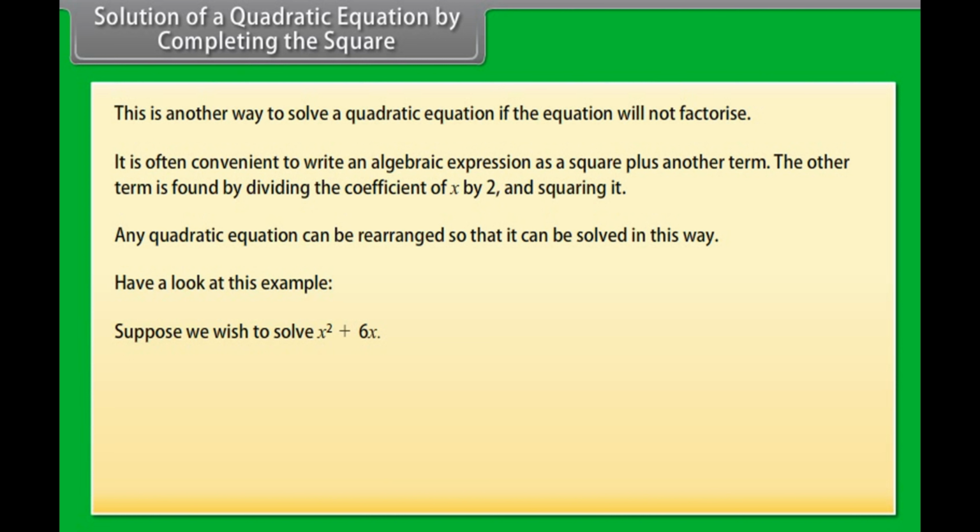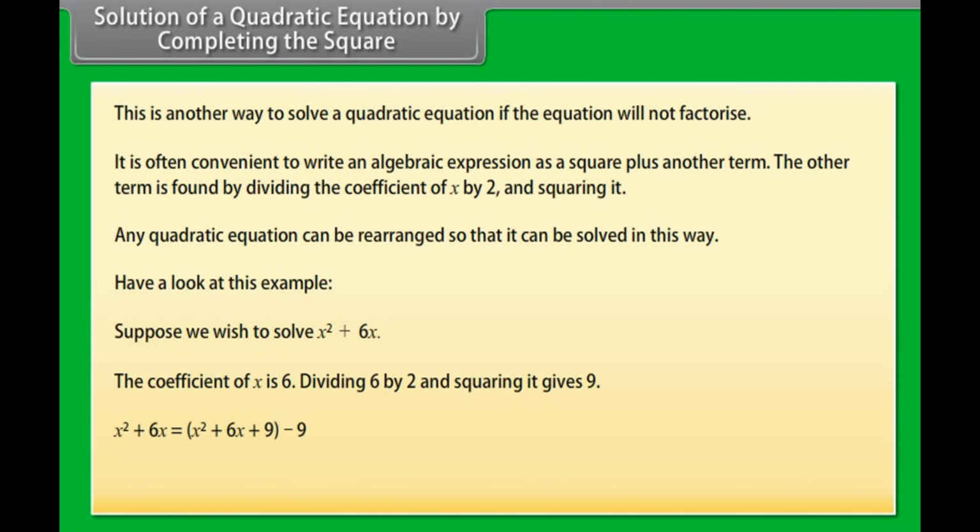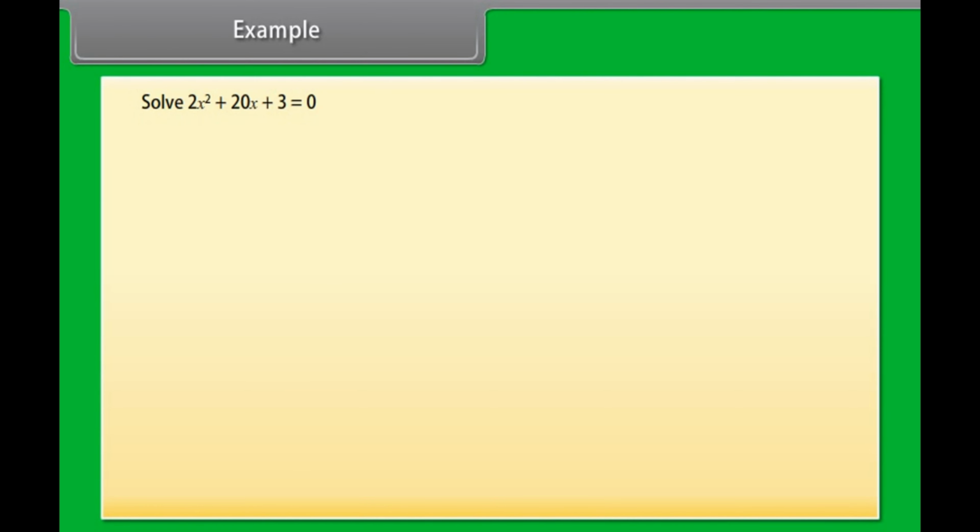Rewrite x² + 6x as a square plus another term. The coefficient of x is 6. Dividing 6 by 2 and squaring it gives 9. x² + 6x is equal to x² + 6x + 9 − 9, which equals (x + 3)² − 9.